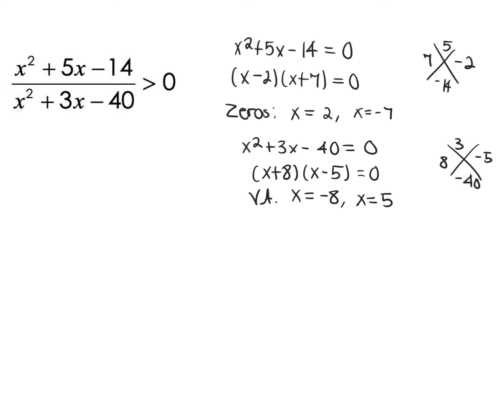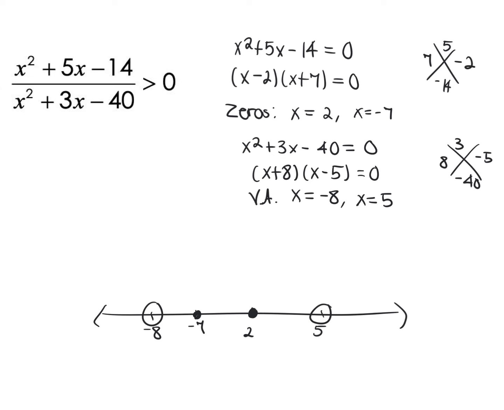So now we can go ahead and draw these on a number line. So at 2 and negative 7, we are at 0. And then at negative 8 and 5, our values of x do not exist. So we're going to check points around these. And I always like to really draw dramatic lines to really separate which values I'm testing.